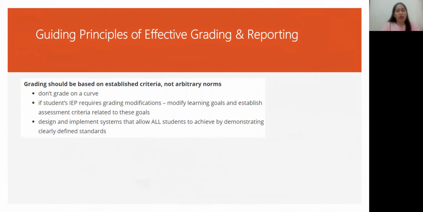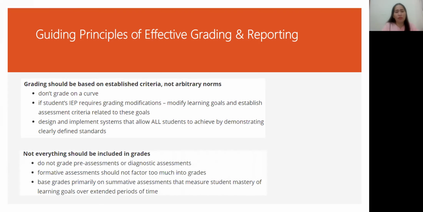Grading should be based on established criteria, not arbitrary norms. Don't grade on a curve. If a student's IEP requires grading modifications, modify learning goals and establish assessment criteria related to these goals. Design and implement systems that allow all students to achieve by demonstrating clearly defined standards.